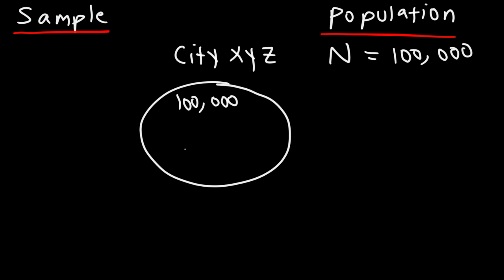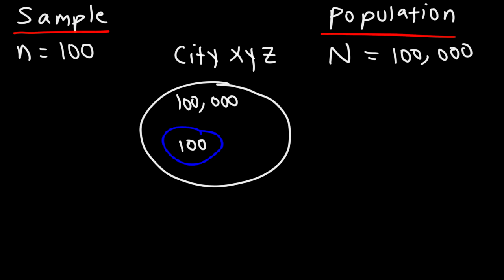What we need to do is take a sample. It's not going to be practical to measure the weight of all 100,000 people because that's going to be a lot of work. But we can estimate the average weight of everyone living in the city by taking a small sample, let's say 100. And so the sample size, represented by lowercase n, as opposed to capital N, is 100. And so that's the difference. A sample is a small portion of the population.